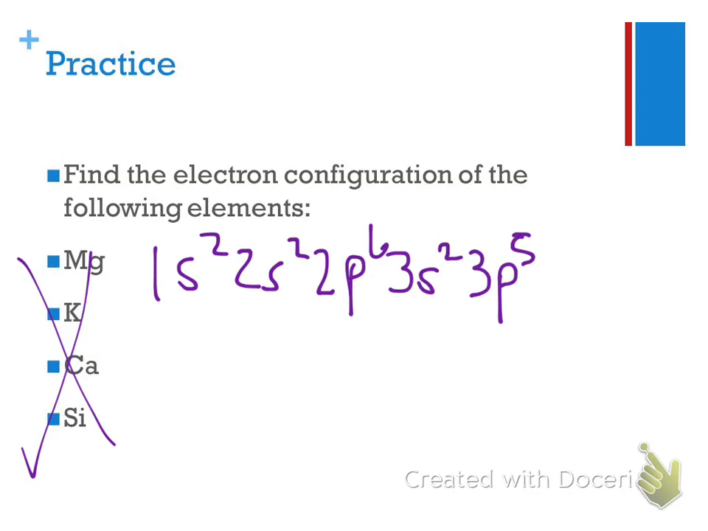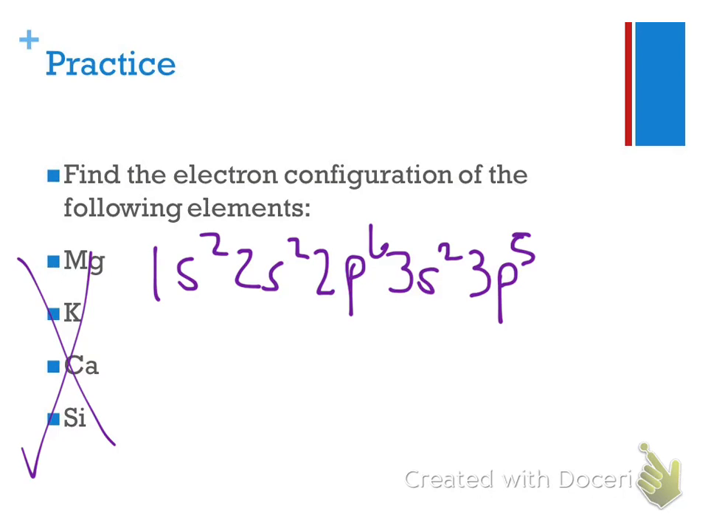Grace, tell me. Add up the superscripts. Yeah, you can add up all the superscripts. That's going to tell you the number of electrons. Okay, that's a good idea. So this one has how many electrons? 17, which means it has to be atomic number 17, which is chlorine. Good. What's another way we could determine what element it is?